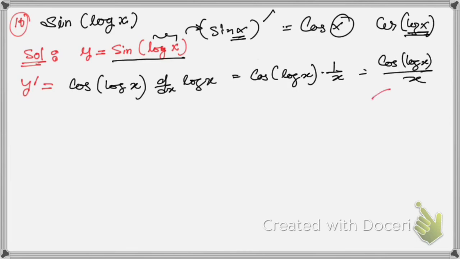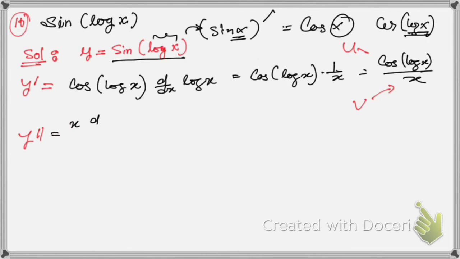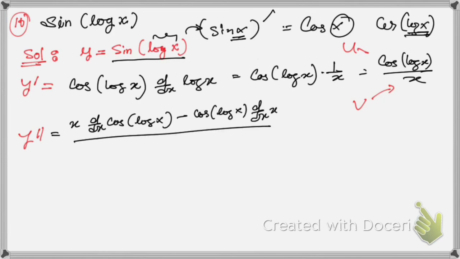by x. So if you consider the numerator as u and the denominator as v, and apply the rule, u by v derivative is derivative of u times v minus u times derivative of v, by v square, then we will get the second order derivative y double dash, that's going to be equal to x times the derivative of cos of log x minus cos of log x times the derivative of x, which is equal to 1, divided by x square.